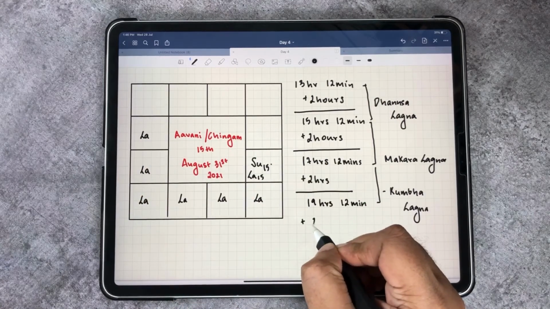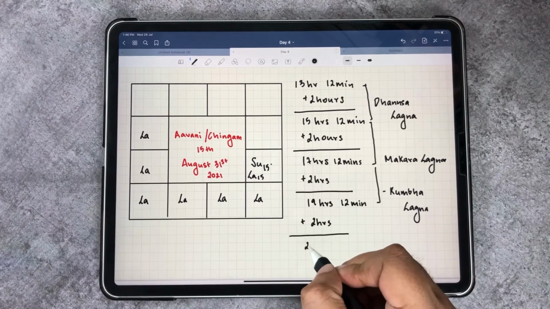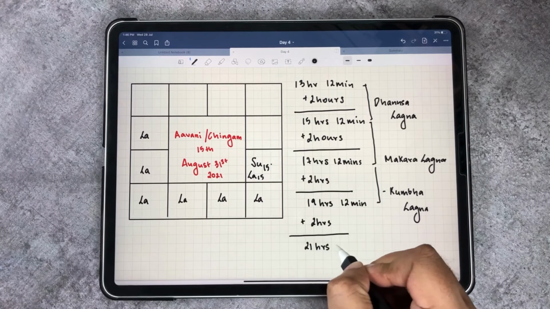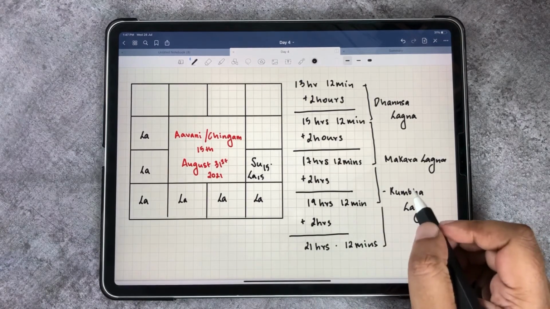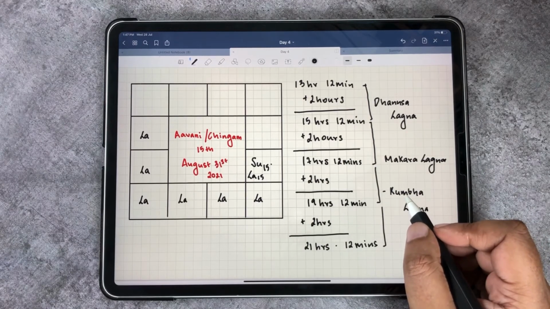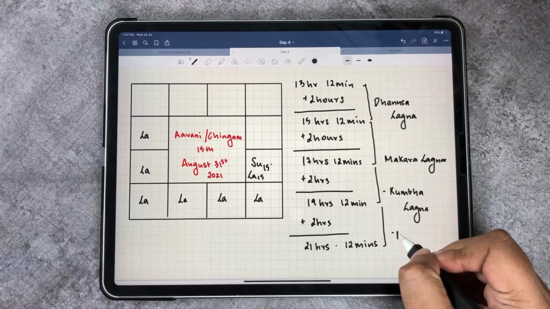Again, add 2 hours. You will get 21 hours and 12 minutes. So from 7:12 p.m. to 9:12 p.m. you will have what? You will have the Meena Lagnam.